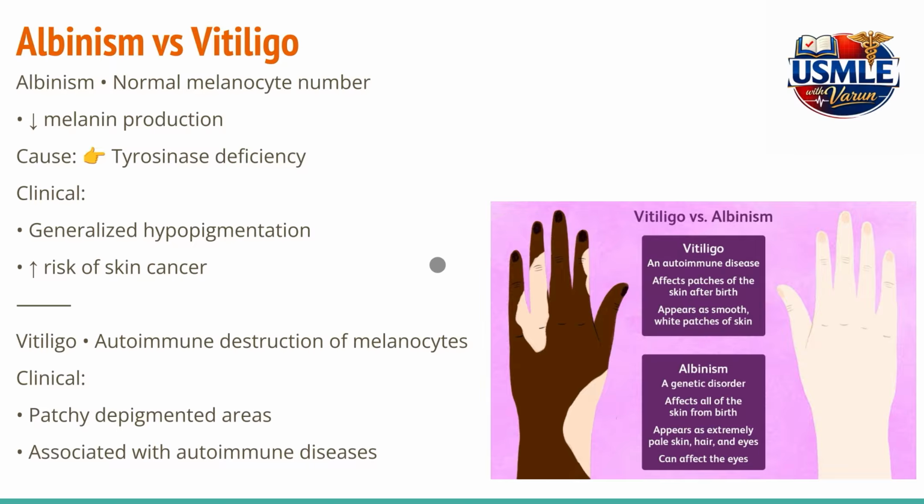Clinically, it's characterized by generalized hypopigmentation, and there's an increased risk of skin cancer. There's generalized hypopigmentation involving all the parts of the body, whereas vitiligo is autoimmune destruction of melanocytes associated with patchy depigmented areas, and this is also associated with autoimmune diseases. So the main difference between vitiligo and albinism is that albinism is a generalized hypopigmentation disorder, whereas vitiligo is characterized by patchy hypopigmented or depigmented areas.